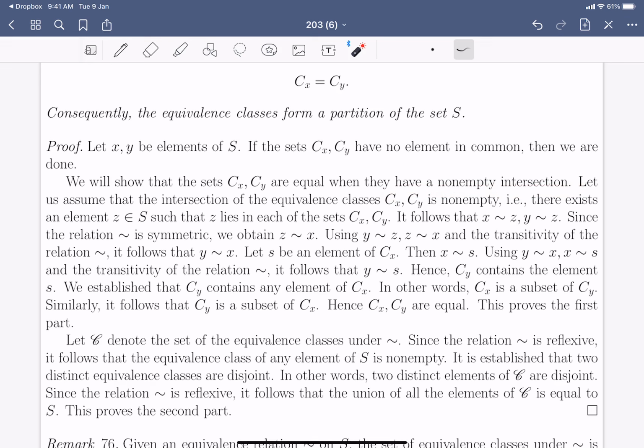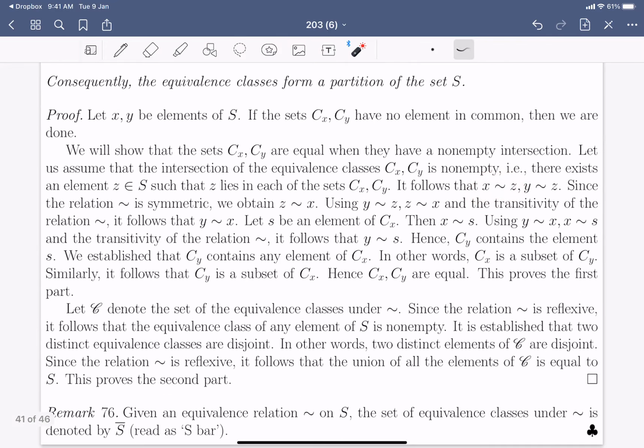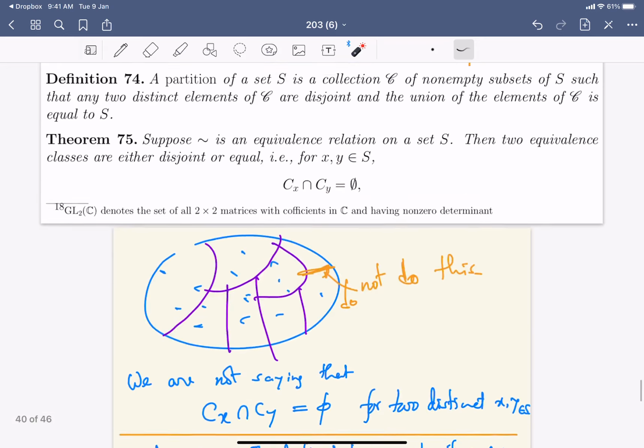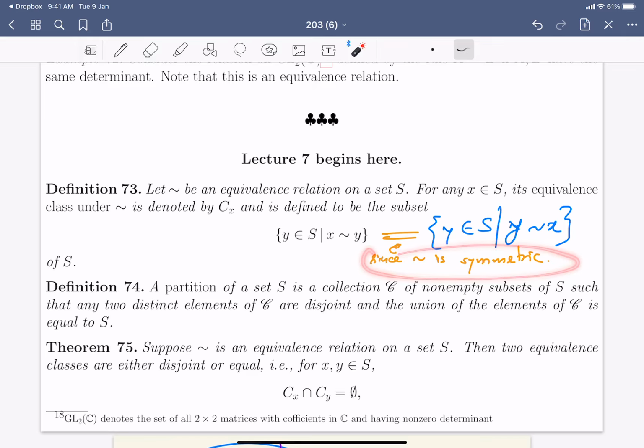Of course we start with two equivalence classes and we assume that they are non-empty. So we assume that there is some element Z of S that lies inside both the sets Cx and Cy. Now I can write that X is equivalent to Z. I could have also written Z is equivalent to X, it doesn't really matter. If we follow this definition carefully, then if we pick some element Z from Cx, then X has to be related to Z. And applying the information that tilde is symmetric, you get the same as saying Y is related to X.